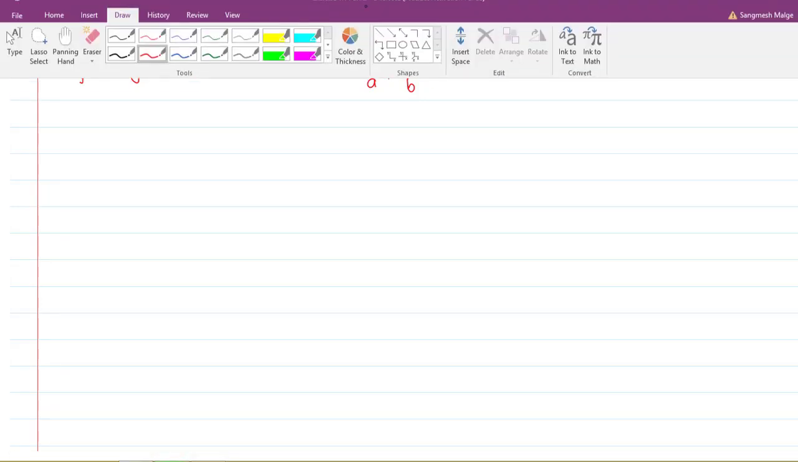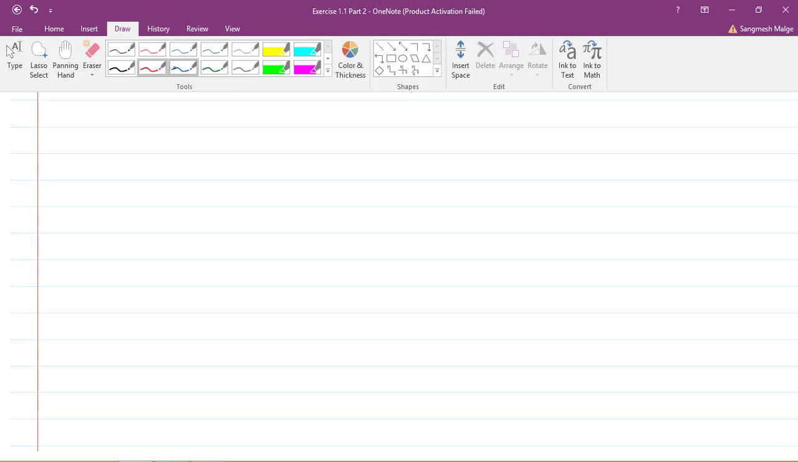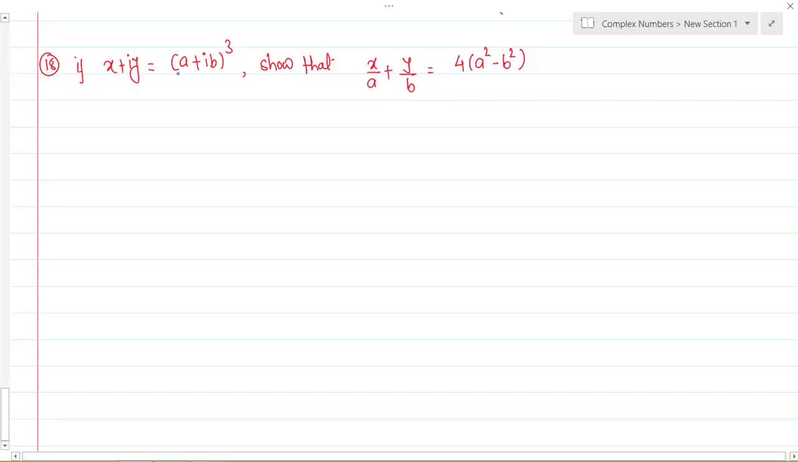Okay, so देखो भाई क्या दिया था और क्या दिया है और क्या निकालना है, that is very important. See, they are asking for x by a plus y by b. Okay, means what? Here, in this, if you see, there is no imaginary term, but in the given information there is an imaginary term. So let's segregate the real part and the imaginary part. Okay, so let's see how we can do that.